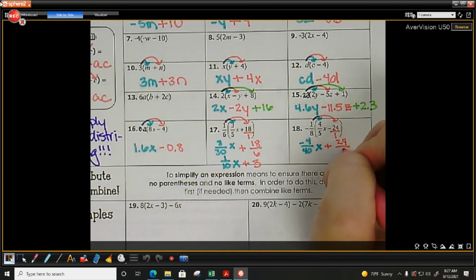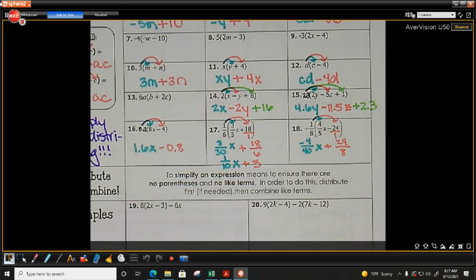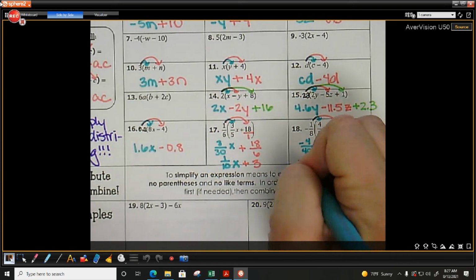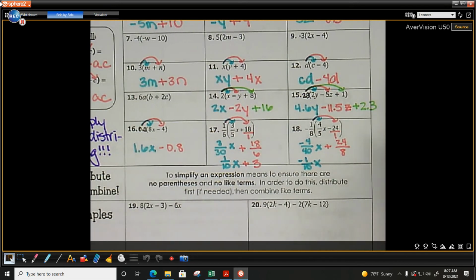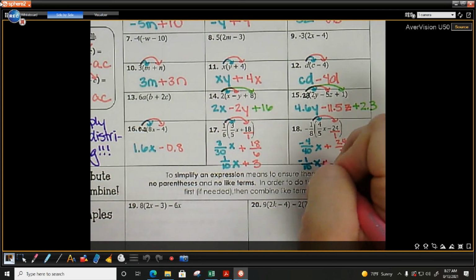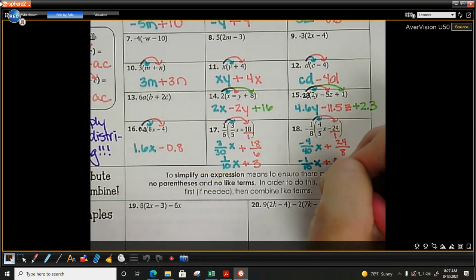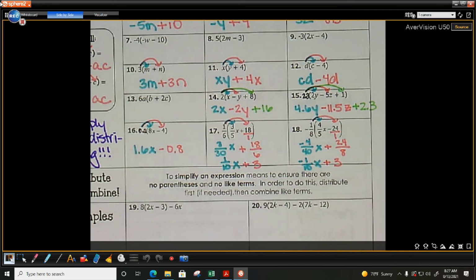Now let's simplify. What's negative 4 over 40? 1 over 10. X. And then 24 over 8? 3. Good? Okay, sometimes you're going to have to distribute and then simplify. You're going to distribute to get rid of the parentheses, and then you're going to have like terms that you're going to have to combine.